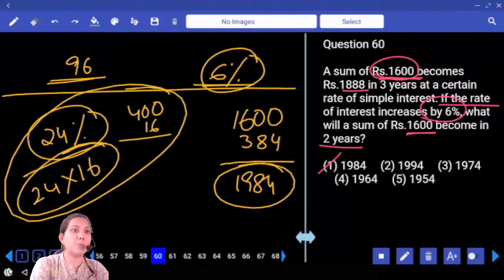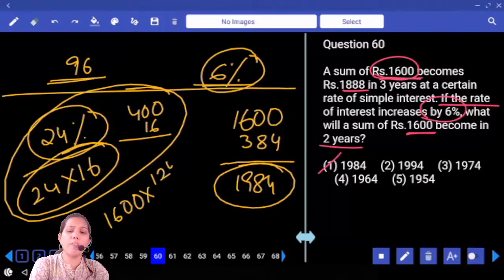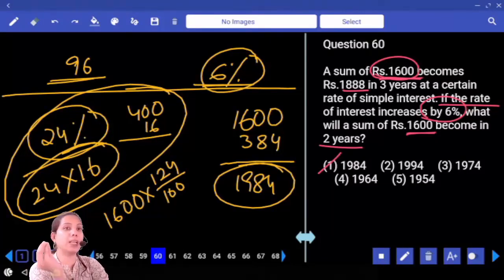What is interest percentage present? 24. So your question directly is 1600 into 124 by 100. That is 24% interest, so amount is 124. So answer is 16 into 124. Directly multiply 124 with 16.